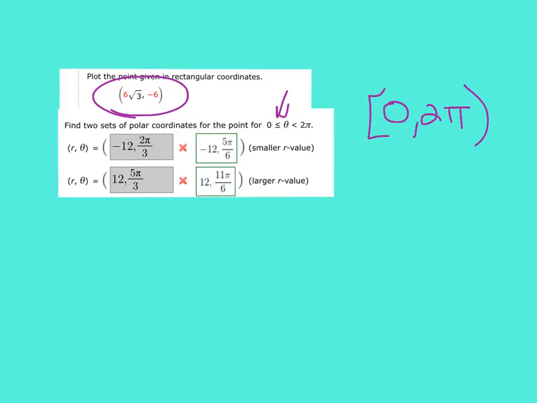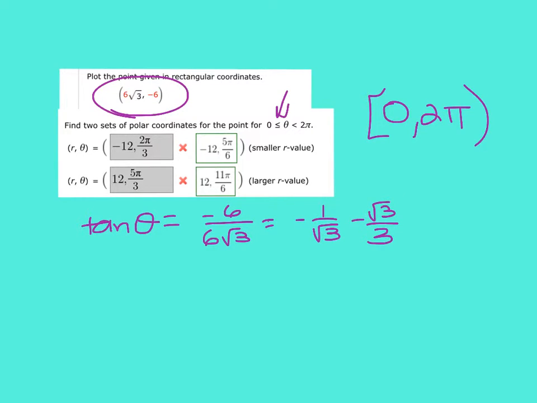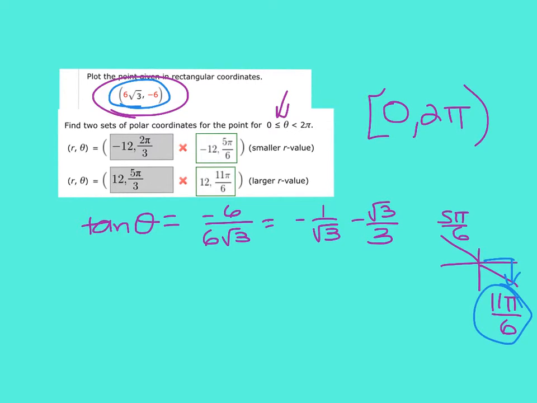All right, so I'm going to convert this. The tangent of theta equals negative 6 over 6 root 3, which means the tangent is negative 1 over root 3, or negative root 3 over 3. So I know it's an over 6, and I know it's going to be one in which tangent's negative, which is going to be in the second quadrant and the fourth quadrant. So this would be 5 pi over 6, and this would be 11 pi over 6. And then based on the location of my initial coordinate, which is a positive x and a negative y, I'm in the fourth quadrant.